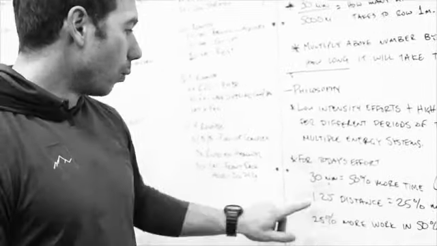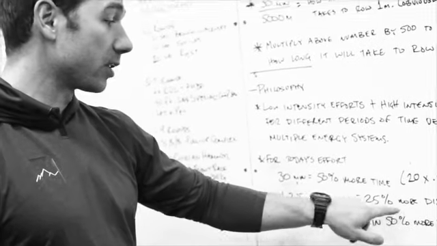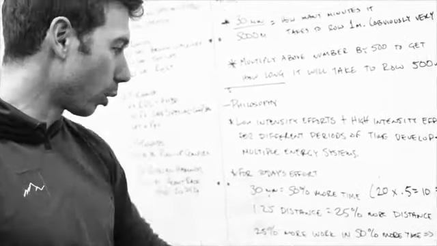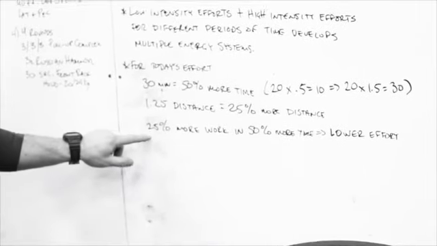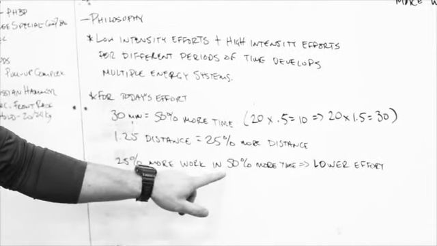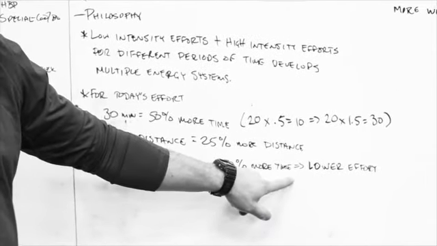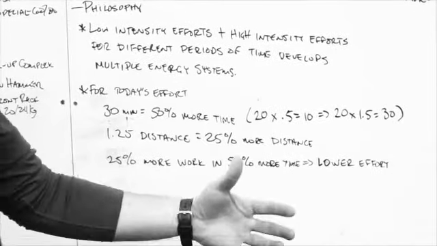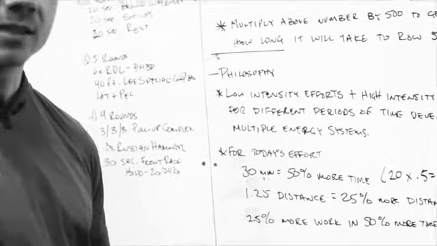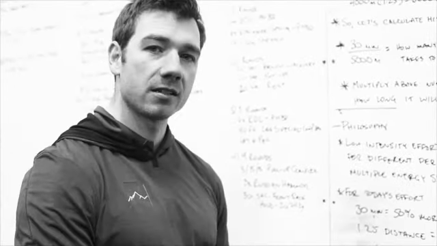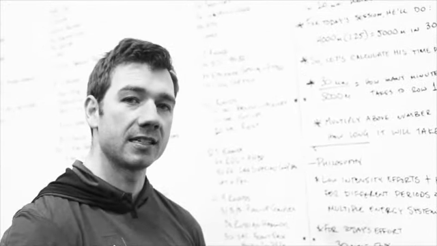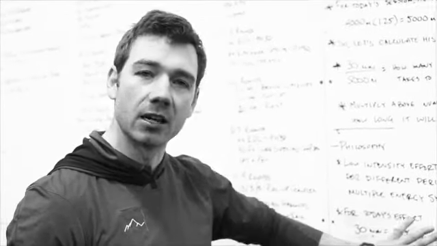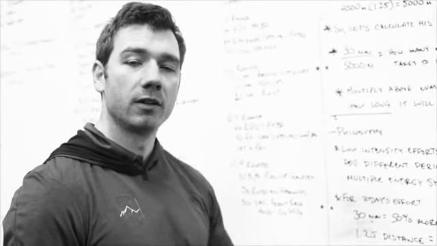Now, 1.25 distance is 25% more distance, or 25% more work. Therefore, you're going to do 25% more work in 50% more time than the assessment. Therefore, you're going to have to be at a lower effort, or you're going to get done before the 30 minutes is up. So figuring out your pace and learning how to pace yourself at the low intensity is a really important aspect to understand for this.